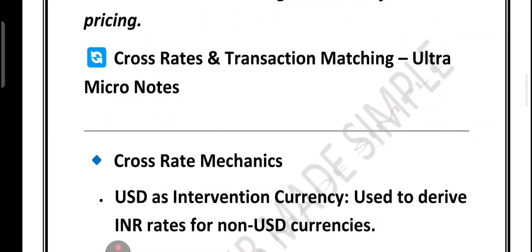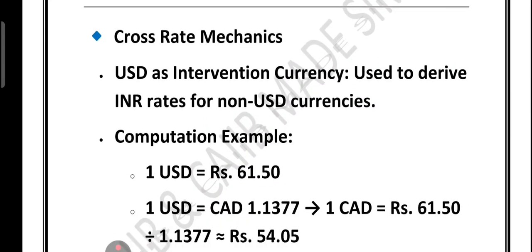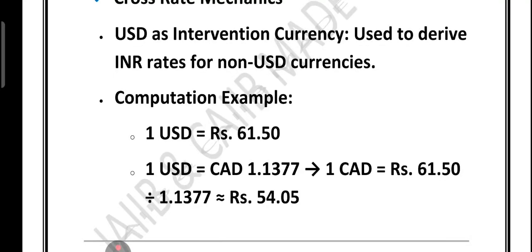Right. Now let's talk about the cross rate. So what is the meaning of cross rate? We use USD dollar as an international intervention currency. Remember, this is called intervention currency. So the dollar is used to derive INR rate for non-USD currency. So it's very simple. Let's suppose I say that $1 is equal to 61.50 rupees and $1 is equal to 1.1377 CAD. Now you can link this Canadian dollar with the rupees using the dollar. Dollar is acting like an intervention currency, right? So you can simply say that 1 CAD is equal to 61.50 divided by 1.1377, which is equal to 54.07 rupees.